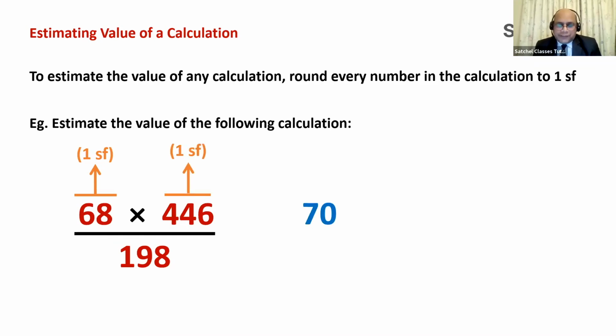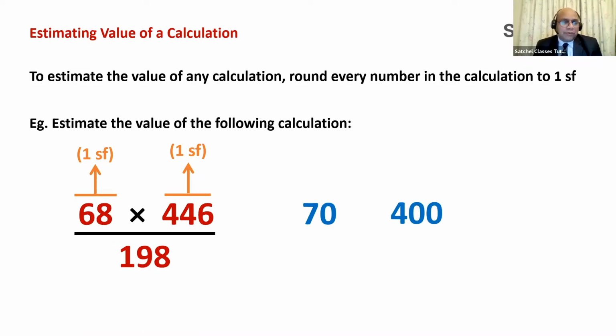How about 446? Well, 4 is the first significant figure, and the digit following 4 is 4, which is less than 5. So 4 will be written as it is, and the 4 and the 6 following that will be replaced by 0. So 446 rounded to one significant figure will be 400.